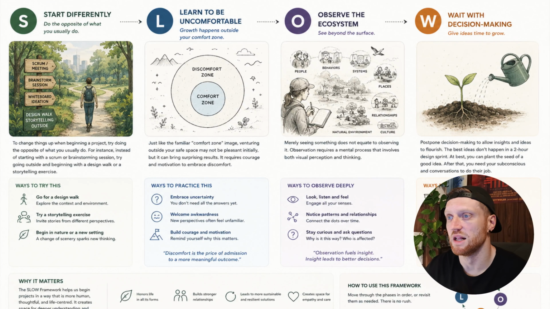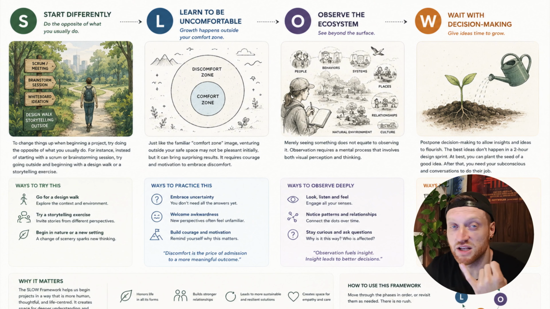okay. Then we have observe your ecosystem. And that means also specifically listen to your specific ecosystem that you design for, to understand it, not just on the surface level, but really experiencing it also as well, right? Engage all your senses, notice patterns and relationships, stay curious, ask questions.